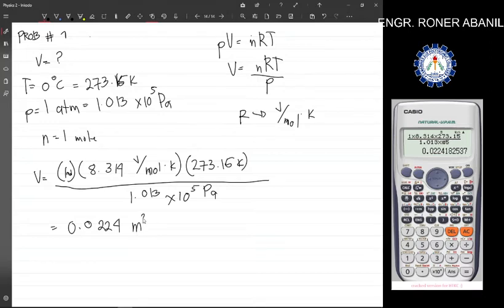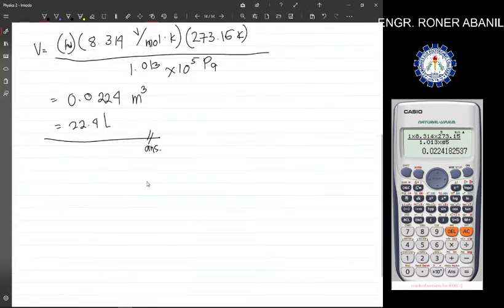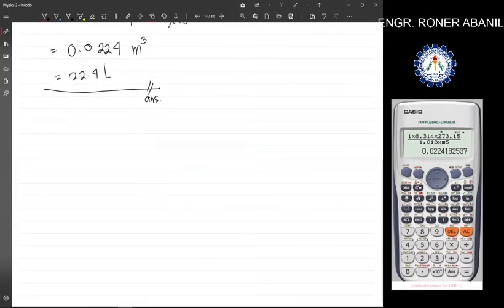So, this is cubic meter. Okay, pinakita ko naman kanina, no? Kung paano yan. So, pwede natin itong equate sa liters na 22.4 liters. And this is our final answer. Ayun, pasok sa banga. Okay?